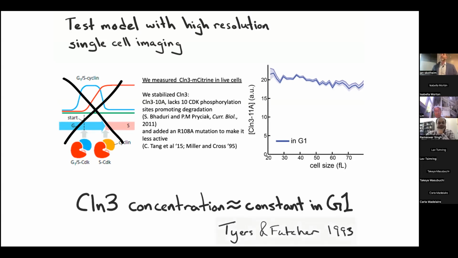I should also say here that we weren't the first ones to observe this. So Mike Tyers and Bruce Futcher in 1993 saw essentially the same thing, looking at the mRNA of CLN3 in one of the first papers characterizing the dynamics of CLN3 mRNA, right? So they took a break from, I don't know, hunting mammoth or whatever you did in 1993 and put away their stone tools and measured the CLN3 mRNA. But we basically got the same result with our fancy single cell analysis.